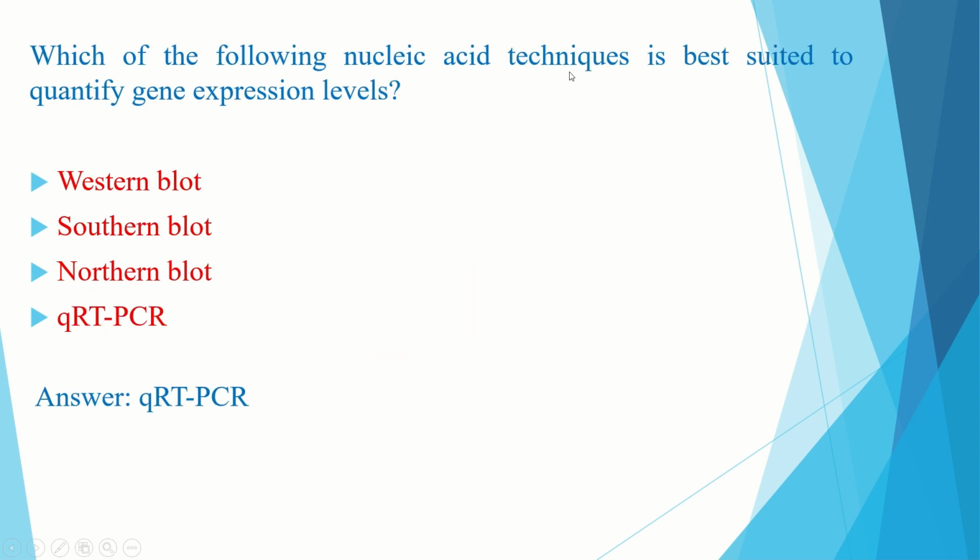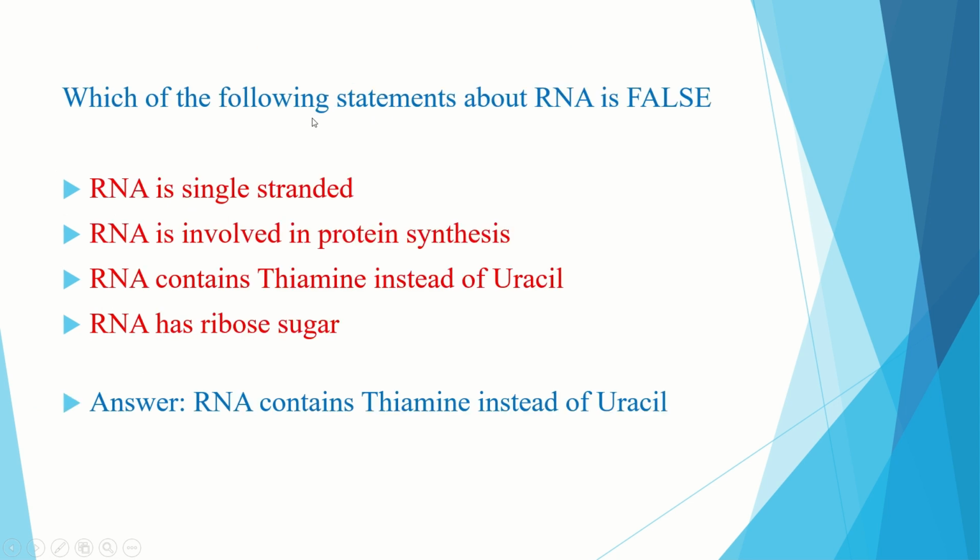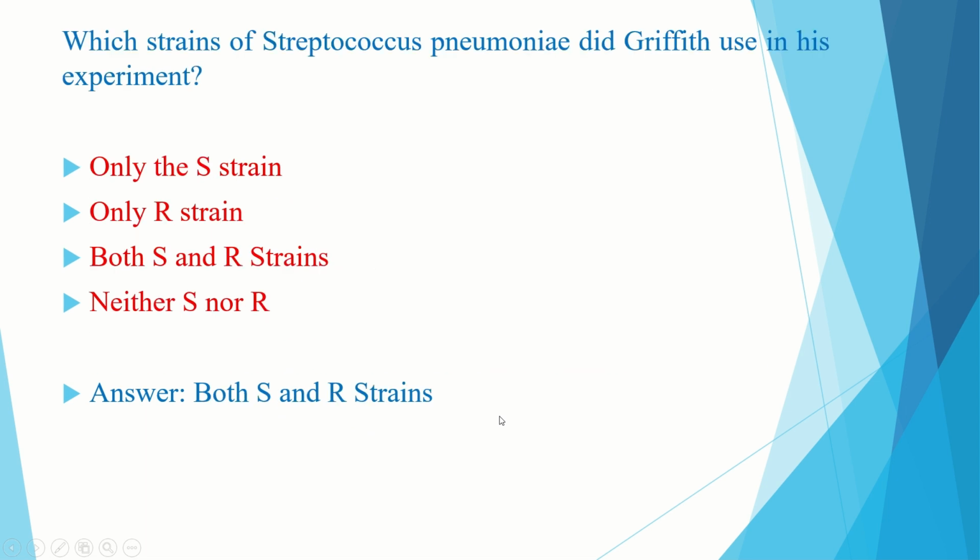Which of the following nucleic acid techniques is best suited to quantify gene expression levels? Western blot, Southern blot, Northern blot, qRT-PCR. Answer is qRT-PCR. Which of the following statements about RNA is false? RNA is single-stranded. RNA is involved in protein synthesis. RNA contains thymine instead of uracil. RNA has ribose sugar. Answer is RNA contains thymine instead of uracil.